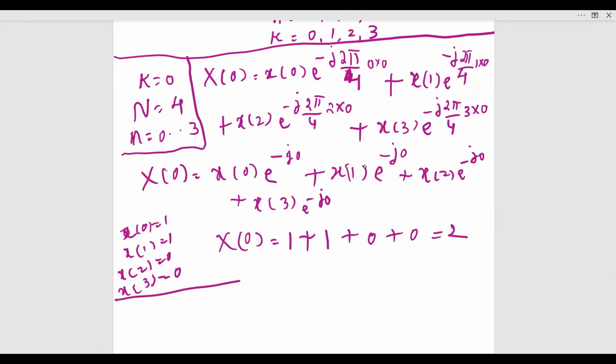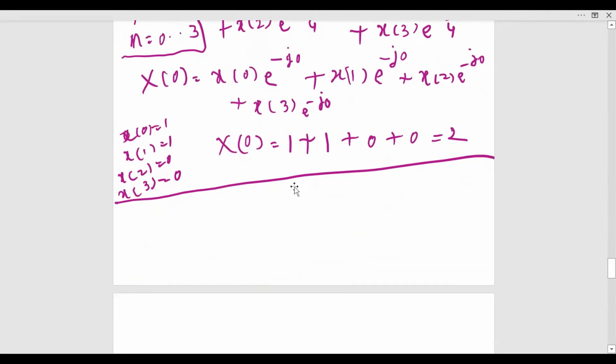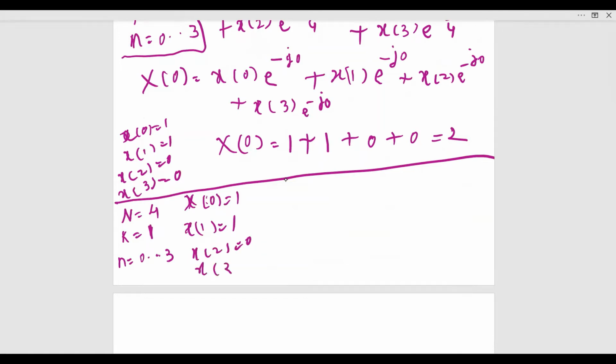Similarly, we'll find the remaining ones. Now x of 1. So I'll write again, N is equal to 4. Now in this case, k is equal to 1 and n goes from 0 to 3, and the sequence is x of 0 is 1, x of 1 is 1, x of 2 is 0, and x of 3 is 0.